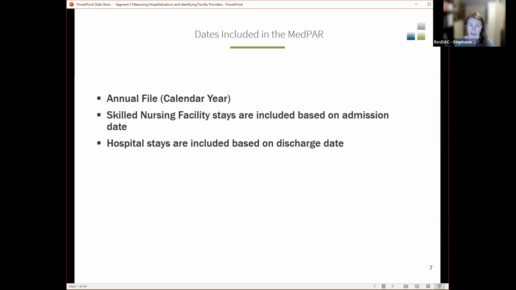So the MedPAR is a calendar year file, annual, goes January 1st through December 31st. Hospital stays will be included based on their date of discharge, and skilled nursing facility stays are included based on their admission date. The way I remember that is, if you're interested in rulemaking and trying to follow a patient, if they're discharged and admitted, they'll be in the same calendar year. But something to note, if someone is admitted December 30th and they are discharged January 2nd, they will show up in the January calendar year file, not in the December calendar year file.